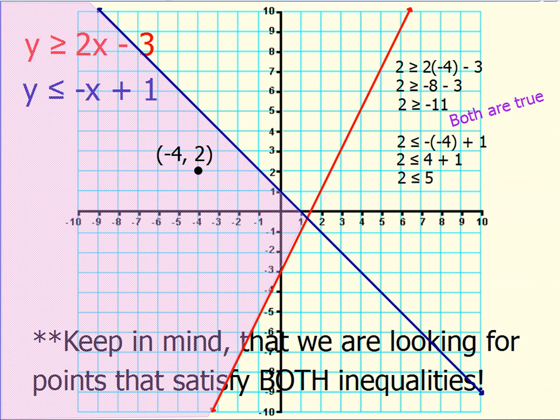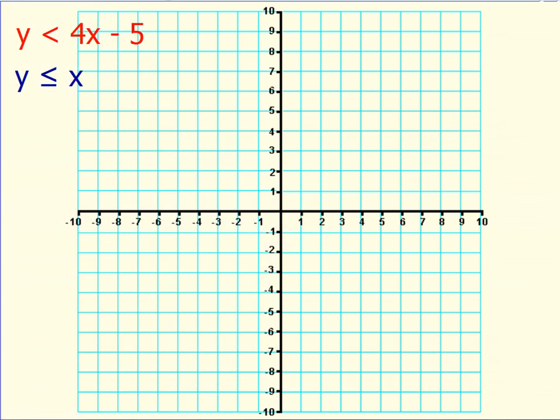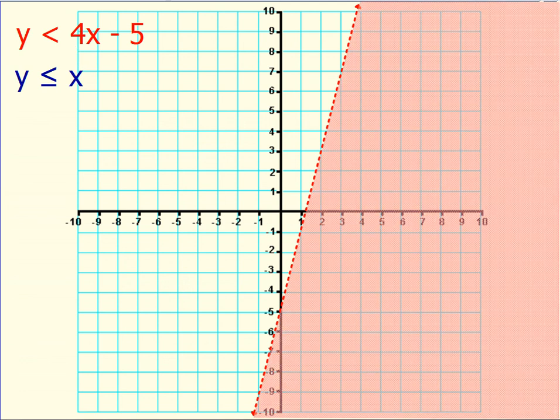Alright, let's take a look at one more. We're first graphing the first inequality, y is less than 4x minus 5. Because this is only less than, without the equal to portion, that means that we're going to graph a dashed line with a y-intercept at -5 and a slope of 4. Then I'm going to pick a test point and shade the appropriate side. Then I'm going to graph the second inequality.